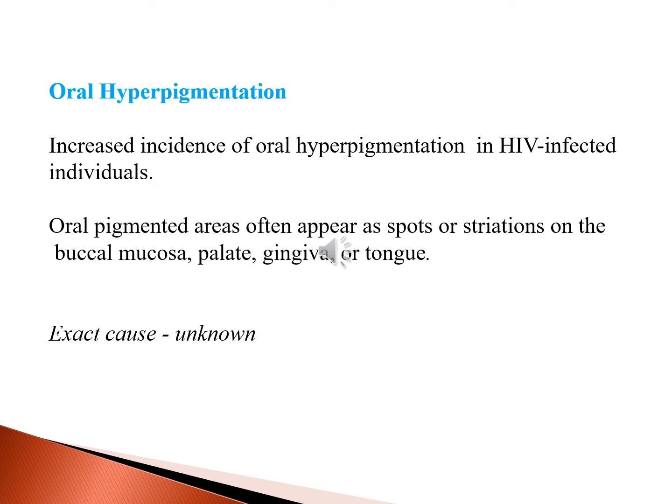So the next lesion which is common in HIV and AIDS patients is oral hyperpigmentation. There is increased incidence of this oral hyperpigmentation in HIV infected individuals. The exact cause is unknown. The oral pigmentation might appear in the form of spots or striations, and the common places are buccal mucosa, palate, gingiva, or the tongue.